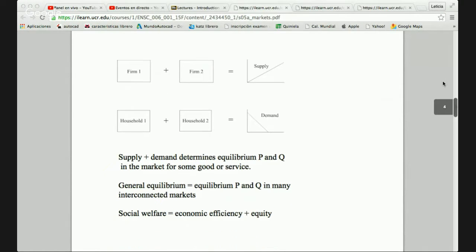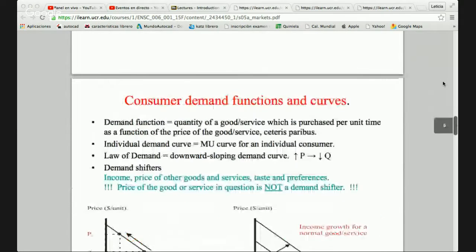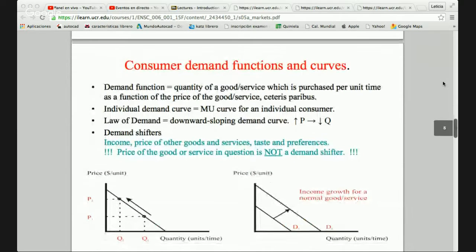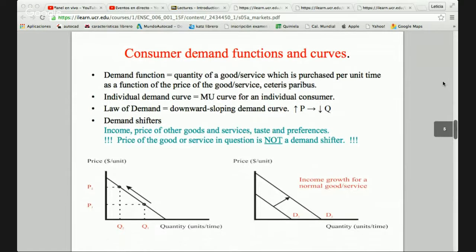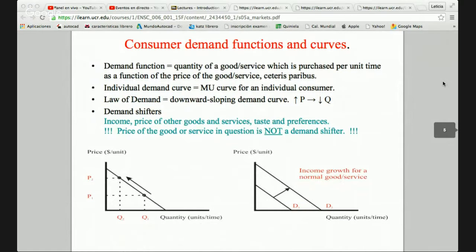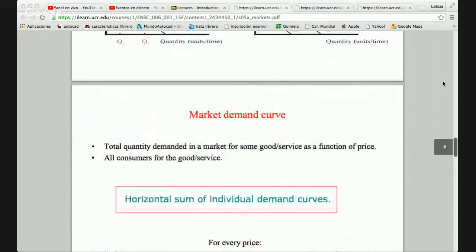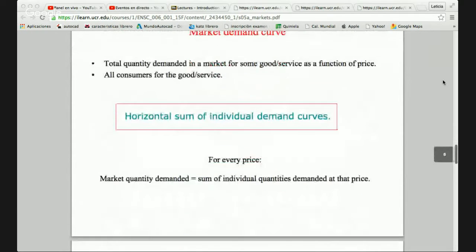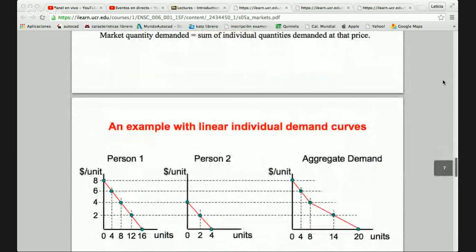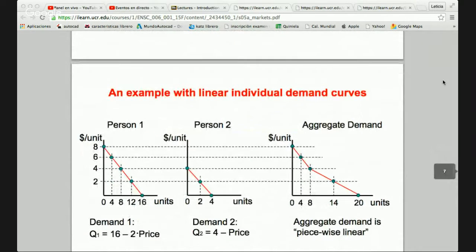Social welfare. I'm not seeing which slide you want me to explain. Oh, here. Okay, I found it.